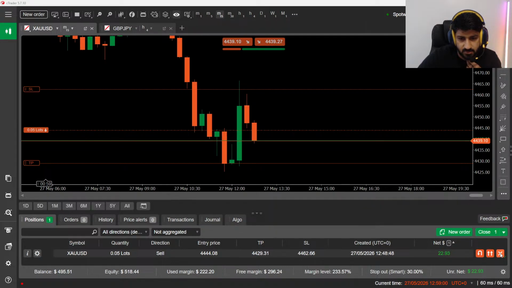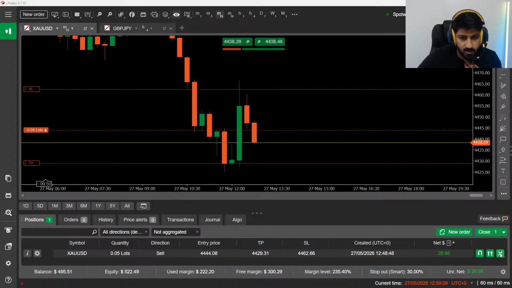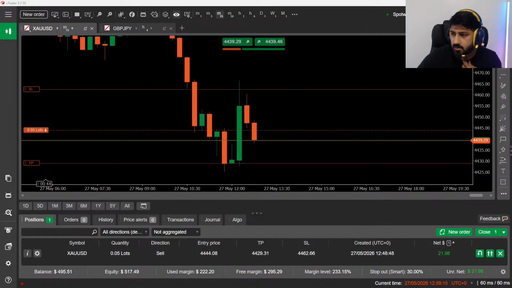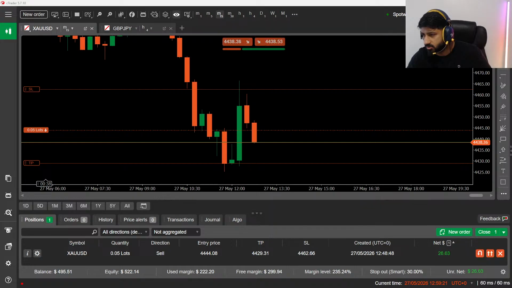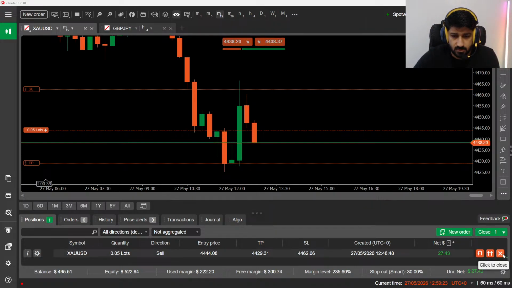Oh, retracement, retracement. There's volume in the market. There's definitely more volume in the market. 60 pips is 30 bucks. Let's see. I think in the next candle we should be able to get 30 bucks.